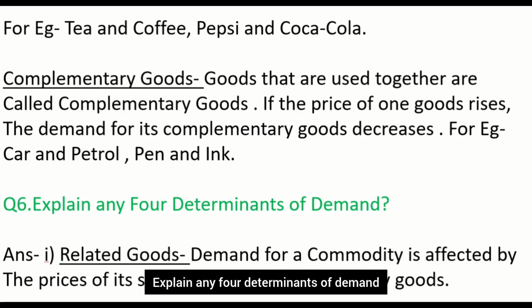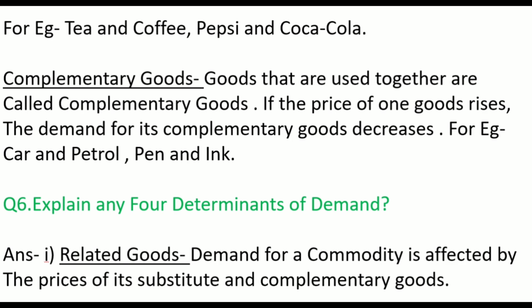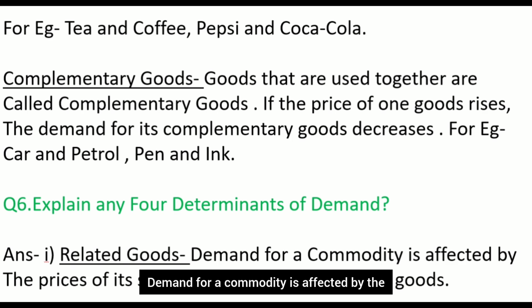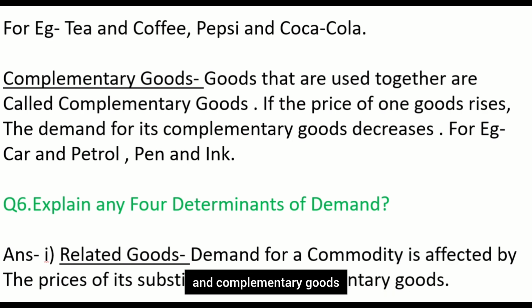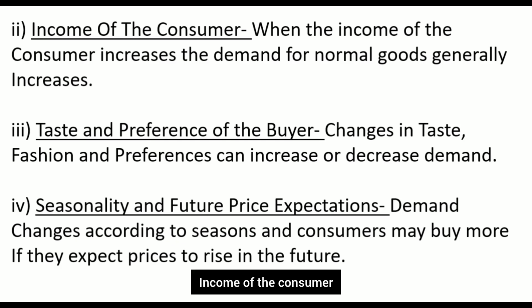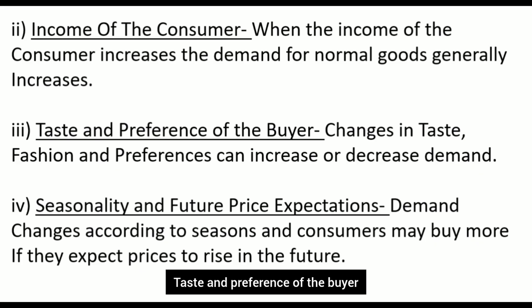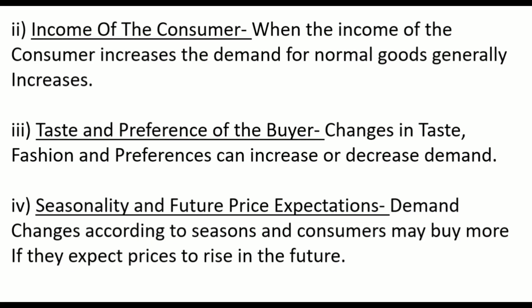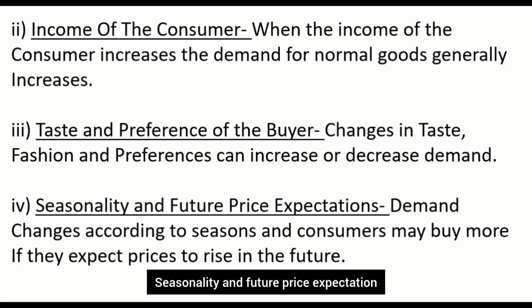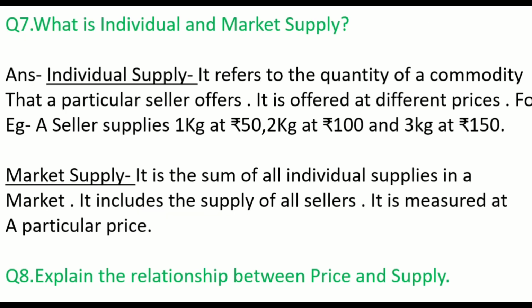Explain any 4 determinants of demand. So the 4 determinants are, first is related goods. Demand for a commodity is affected by the price of its substitute and complementary goods. Income of the consumer. When the income of the consumer increases, the demand for normal goods generally increases. Taste and preference of the buyer. Changes in taste, fashion, and preferences can increase or decrease demand. Seasonality and future price expectation. Demand changes according to seasons and consumers may buy more if they expect prices to rise in the future.